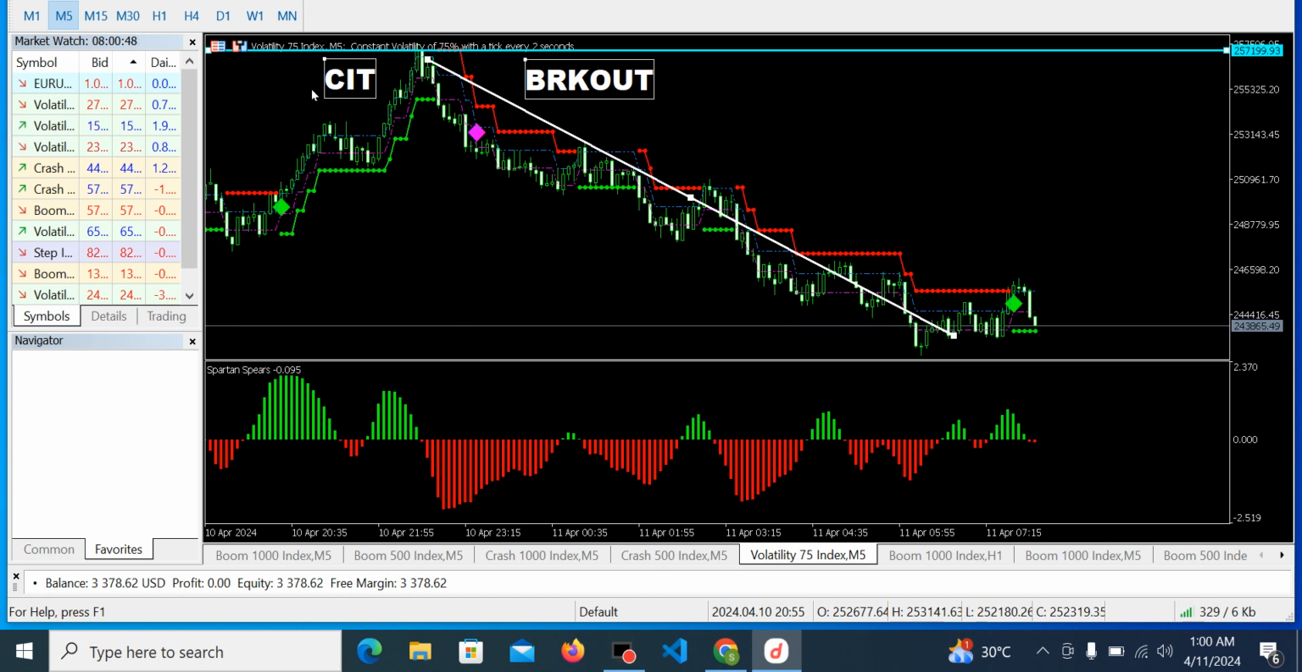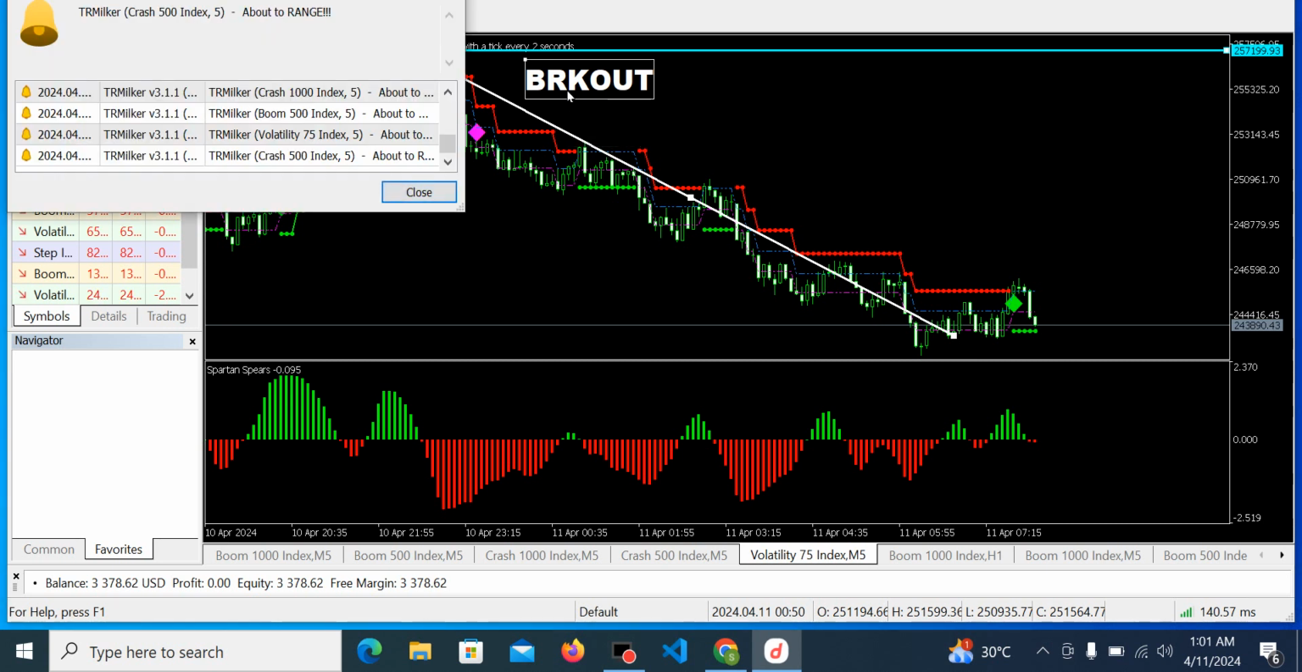So that is how it works. We need to wait to see how any of these will happen. If it's going to break out, it will break out above the resistance zone, and it's going to buy more until it gets to the next resistance zone. But since it is a resistance zone, a major one, at that point we should expect a CIT to happen. But if it does not happen, it will be a breakout.